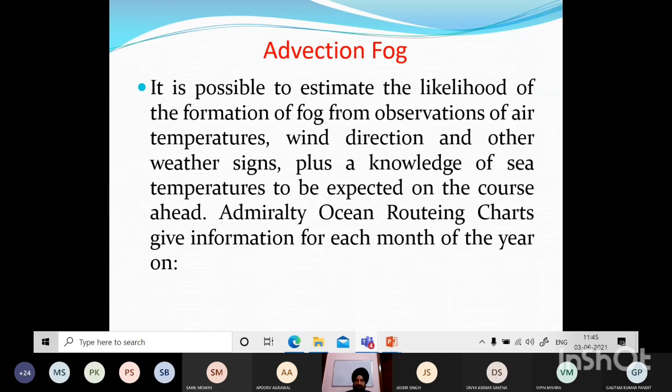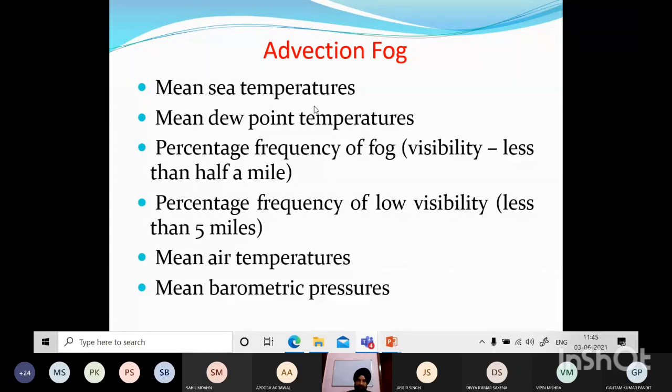So ocean routing charts अगर आप देखिए, most of you must have seen. So वो भी important है, ocean routing charts, उसके ऊपर क्या क्या information है. So there also if you see, thick fog areas are predicted there. So they are mentioned. And उनके अंदर आपको on these routing charts mean sea water temperature is given, dew point temperatures are given, percentage frequency of fog, visibility less than half a mile, those areas are also marked.